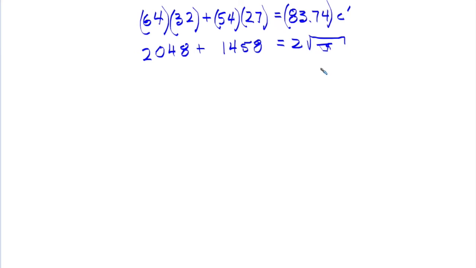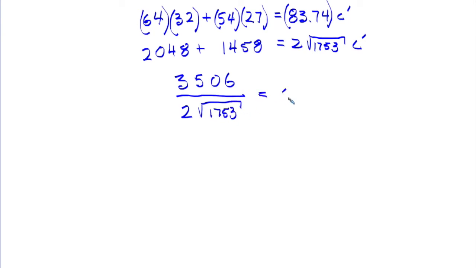Doesn't that mean you have to multiply both the bottom and top by the square root of 1753? Kind of, yeah. So we have 3506, is that right? I have no idea. 3506 divided by 2 square root of 1753 is equal to our C prime. Then we can't have a square root on the bottom. Exactly, you can't have a square root on the bottom.